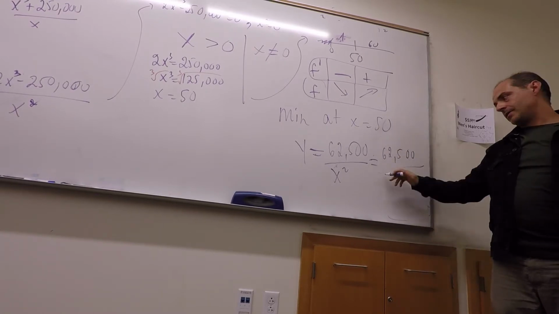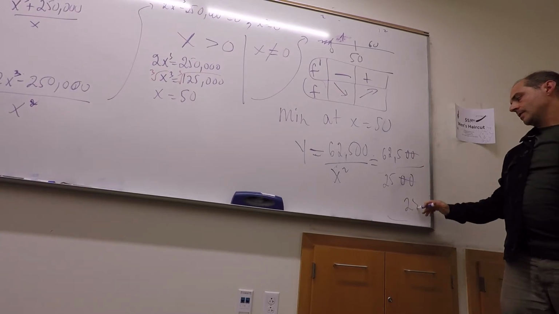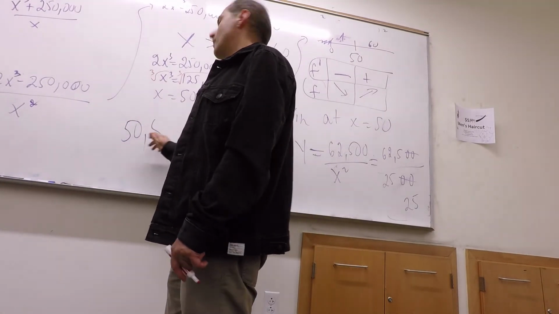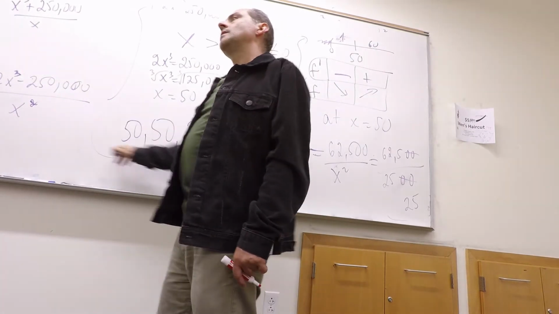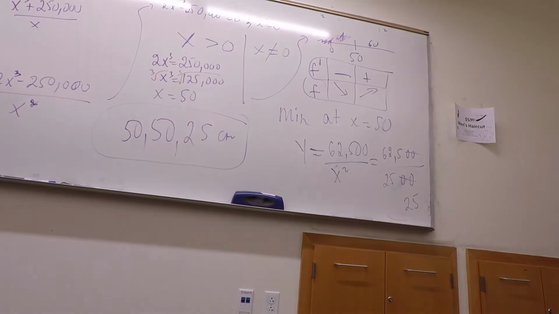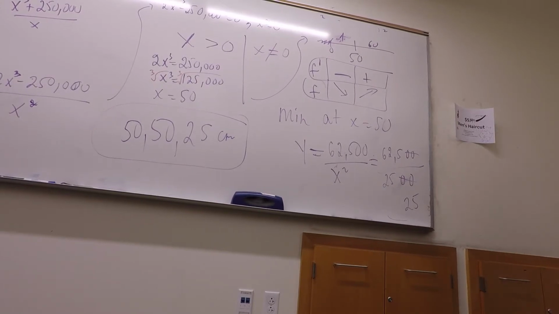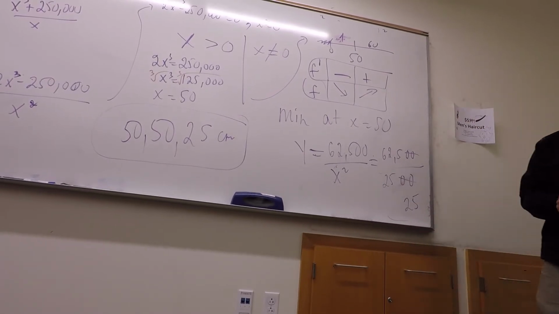So I squared that. 25, 20. So what are the dimensions? 25 centimeters, 50, 50, 25. X, X, Y, right? Well, knowing 50 equals x, you could have just plugged that in. Right? 50 equals x, you could plug in and then get the y. You could have plugged into the value.